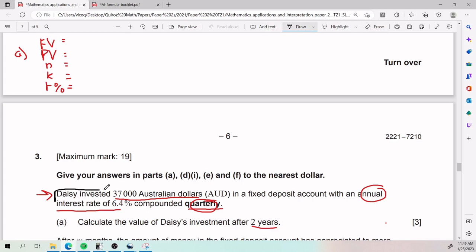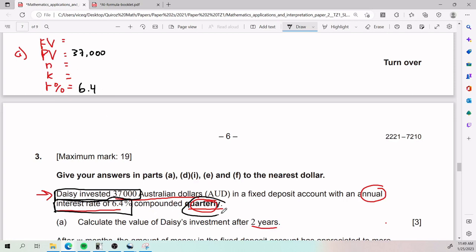Well, they tell us that they invested this amount. So that is going to be my initial value, my present value. Okay, so 37,000 will go right here. They tell us that it has an annual interest rate of 6.4%. So my R is going to be right there.